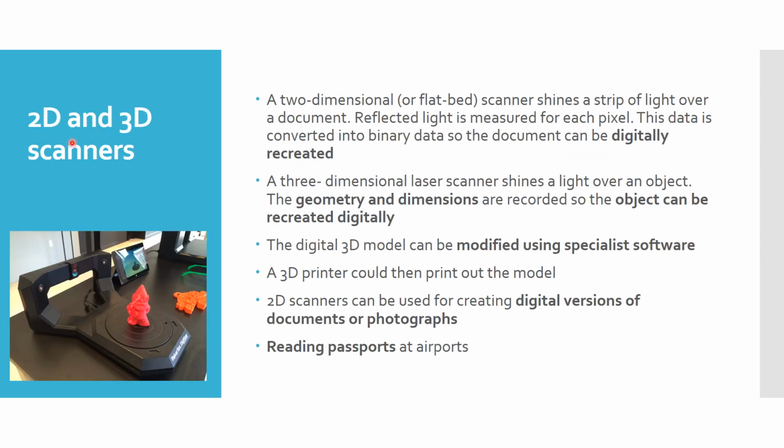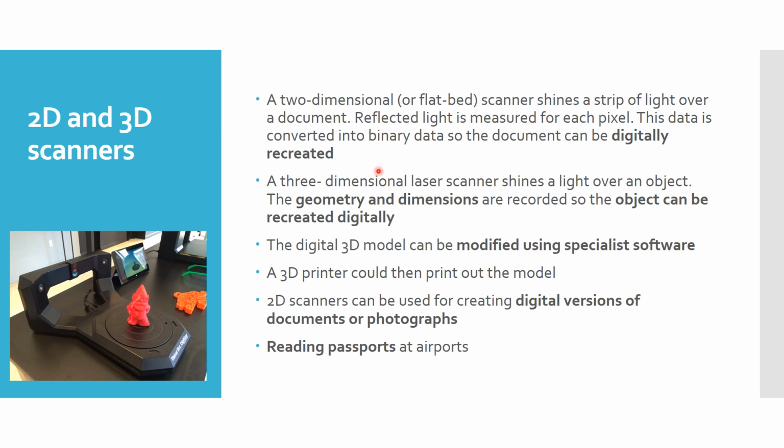Next, we have 2D and 3D scanners. A two-dimensional or flatbed scanner shines a strip of light over a document. You must have often seen a scanner like a laptop, you place the paper on it, then you close the lid, and a laser light comes over the paper and scans it, right? And whenever that reflected light is measured for each pixel, this data is converted into binary data so the documents can be digitally created.